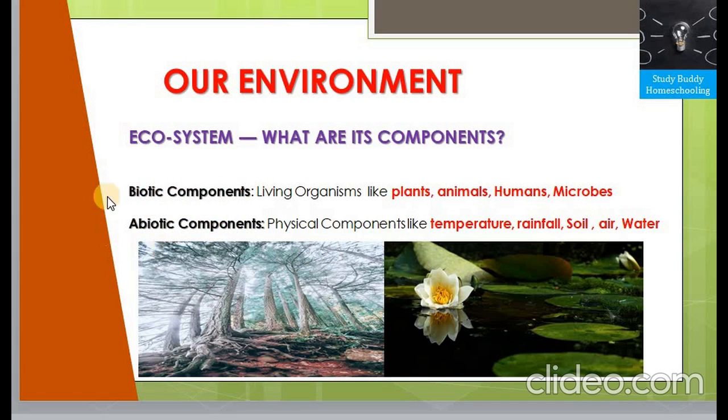So there is a constant interaction between the biotic and abiotic components in an ecosystem. The study of interaction between the biotic and abiotic components in an environment is known as ecology. Here you can see two pictures: one is from the forest ecosystem and the other is the pond ecosystem. There are several ecosystems like this, like desert ecosystem, marine ecosystem, grassland ecosystem. If you look at the picture here, the plants and animals which are found in a forest ecosystem are completely different from plants and animals and microbes which are present in a pond ecosystem.